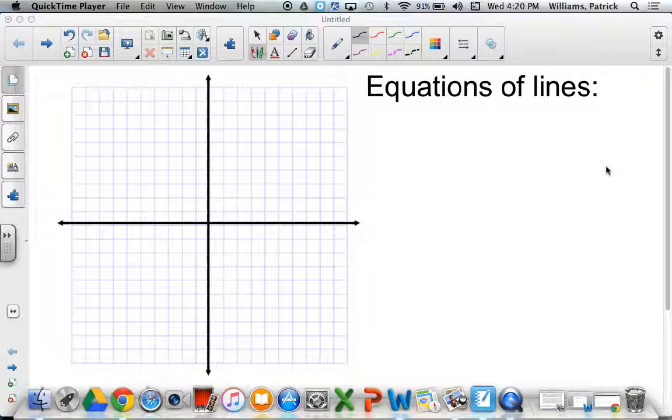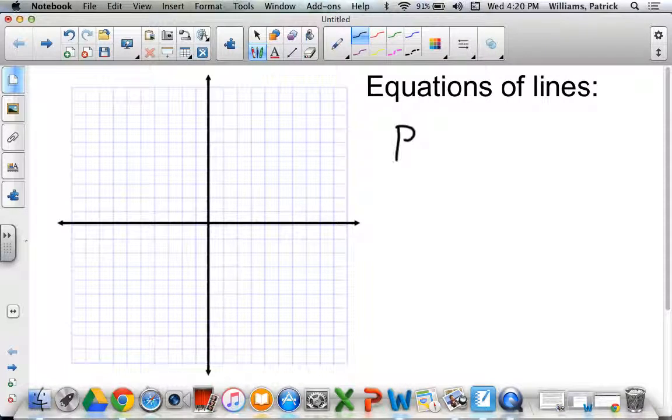And so I'll ask the question to the YouTubers out there, what two things do you need to form an equation of a line? Anyone? Bueller? All right, well, the two things you need are a point and a slope.